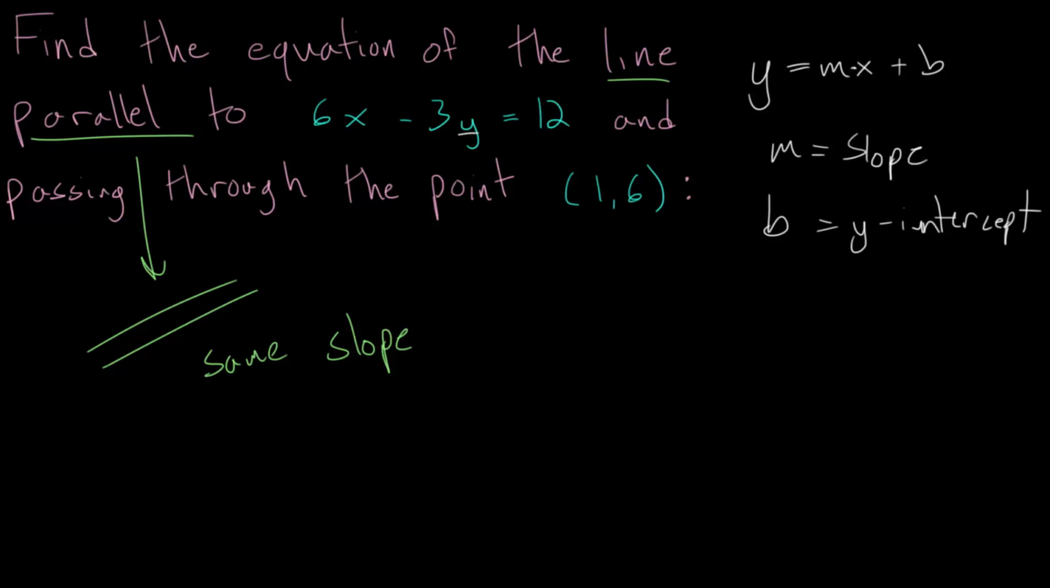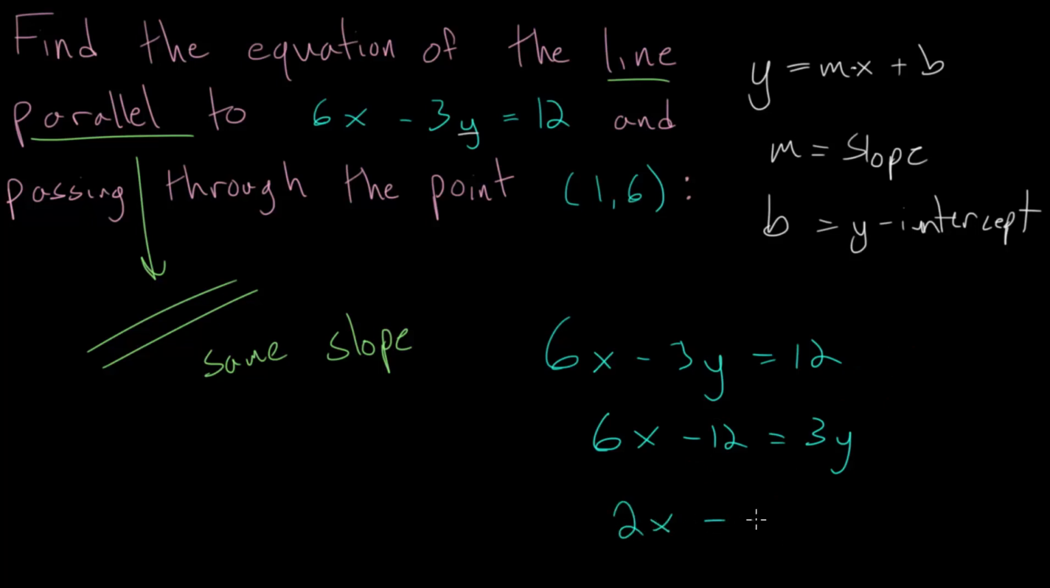So let's rewrite this equation. We have 6x minus 3y equals 12. We're solving it for y, so let's add 3y to the other side and subtract 12. I'm essentially doing two steps in one, but you can do those individually. And then divide everything by 3 so that we get 2x minus 4 is equal to y. So this is the equation of the line that's parallel to the one we're trying to find.